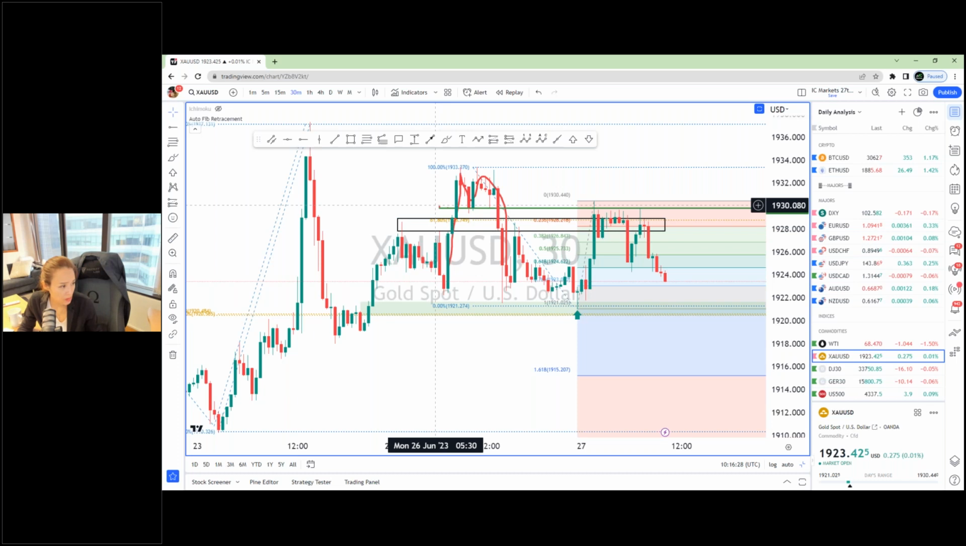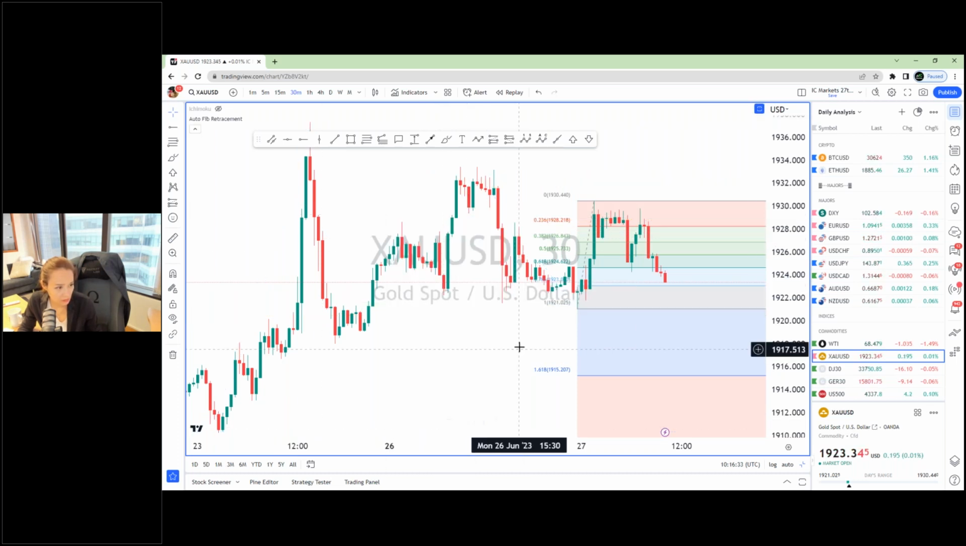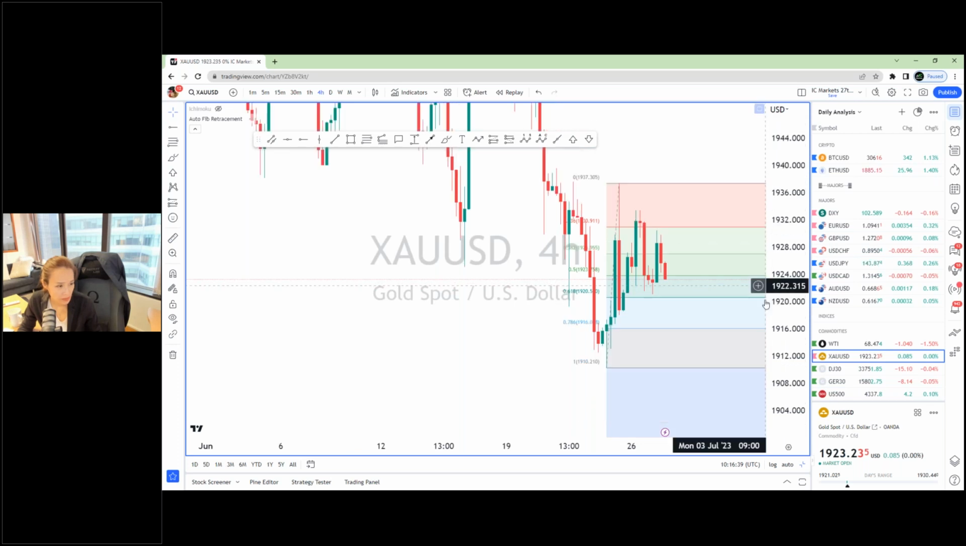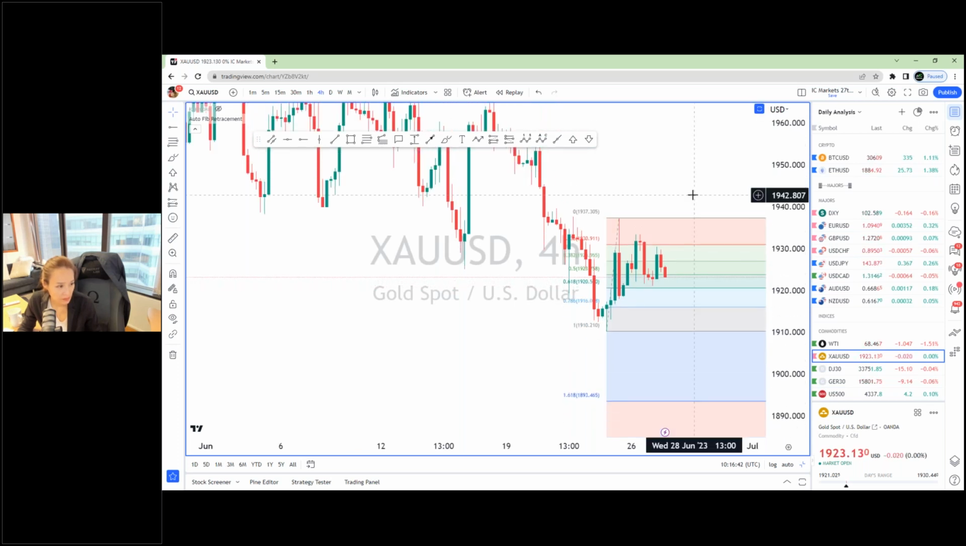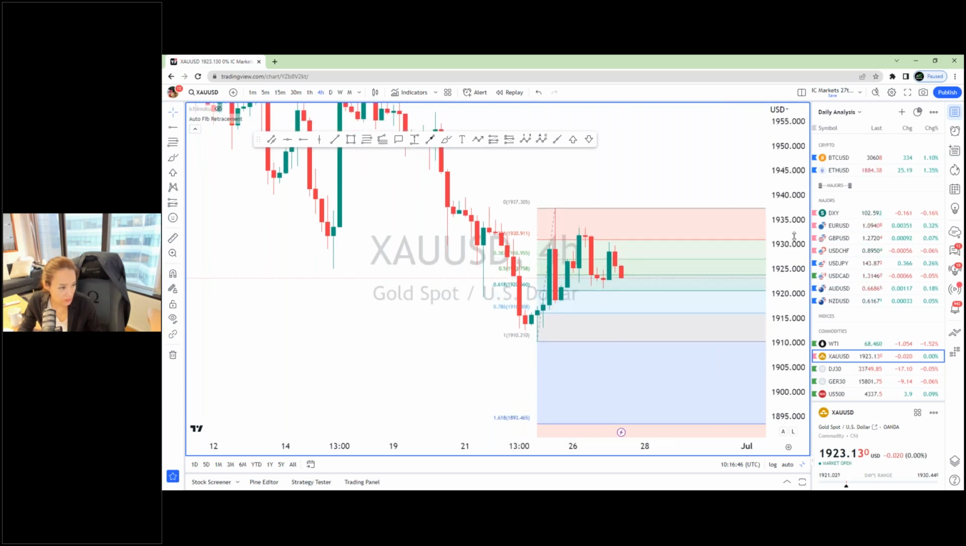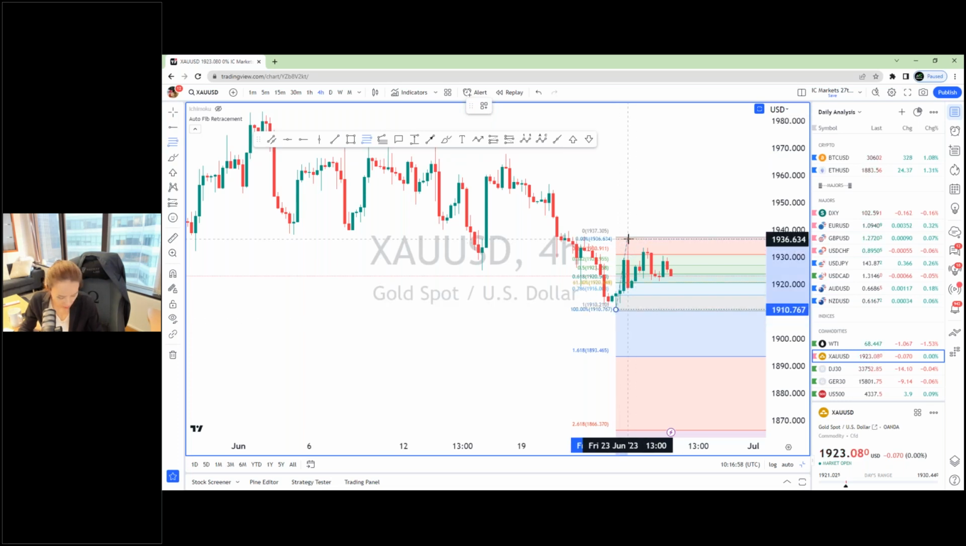For example, let me just remove all drawing. Okay, and let me go to H4. Okay, for example here. You can see that they draw from here to here, but to me, you can draw like this. That's correct. They would draw from this one to this one, and then you will get 61.8% here.